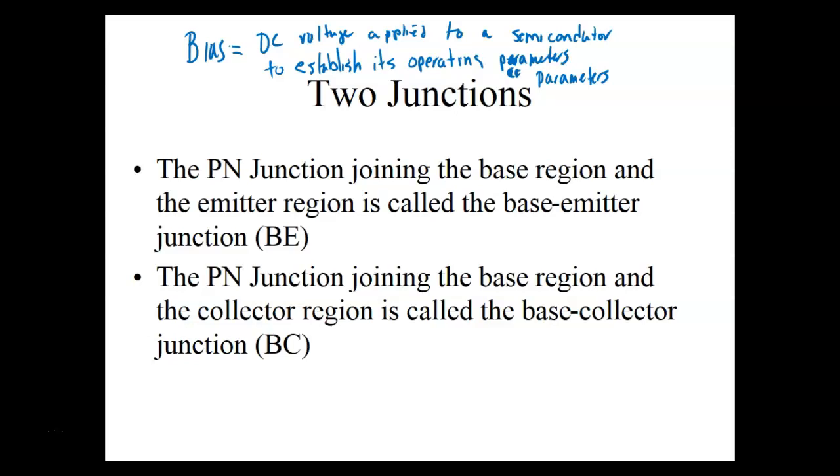So the PN junction joining the base region and the collector region is called the base collector junction. And this is what we're going to establish, how we forward bias this thing. These are the names that we're going to be using for these junctions. Are we okay?